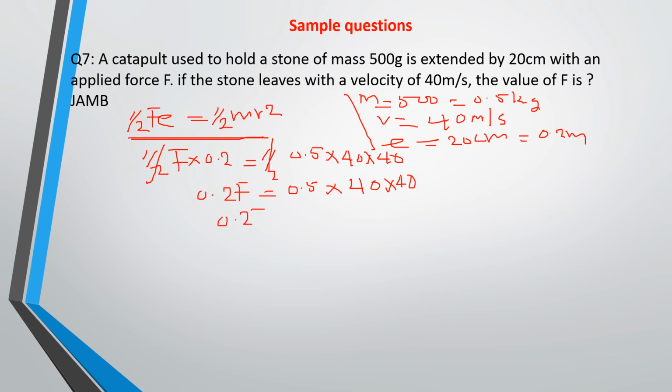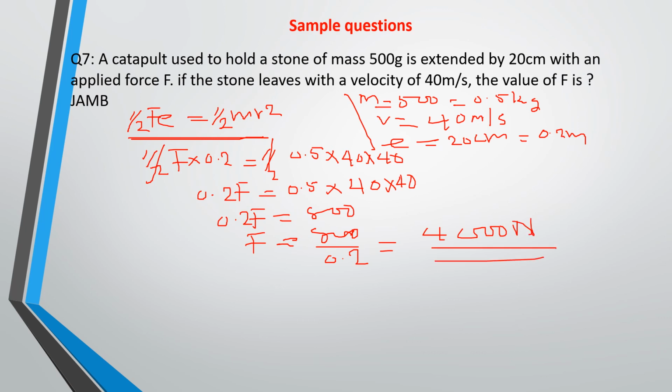Okay, so this will give you 0.2 F is equals to 800, and F, which is the force you are looking for, is equals to 800 divide by 0.2. So just work this out. So your answer will be this, 4018. This will be the value of your force.